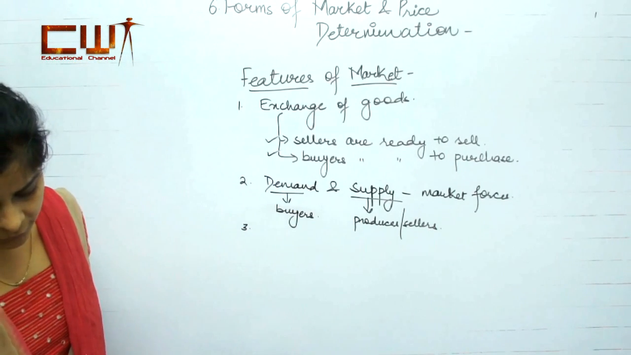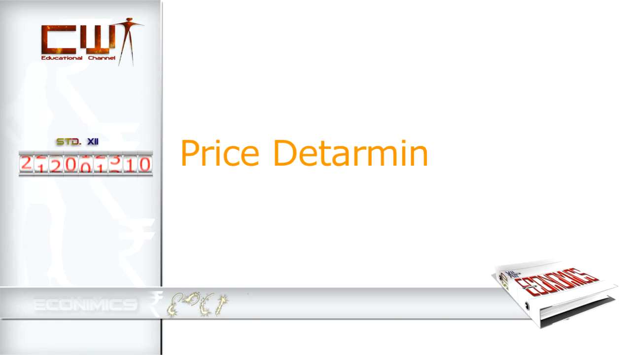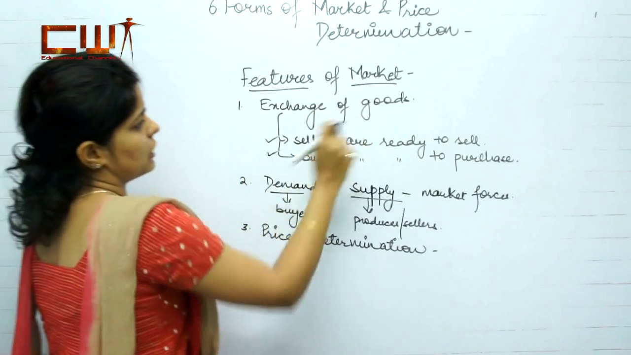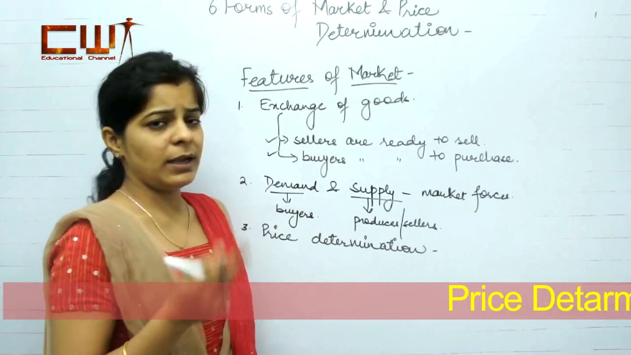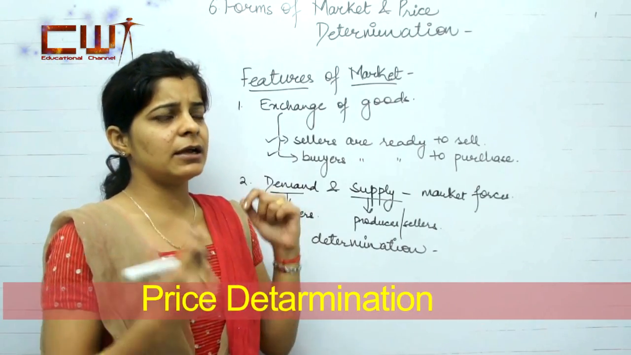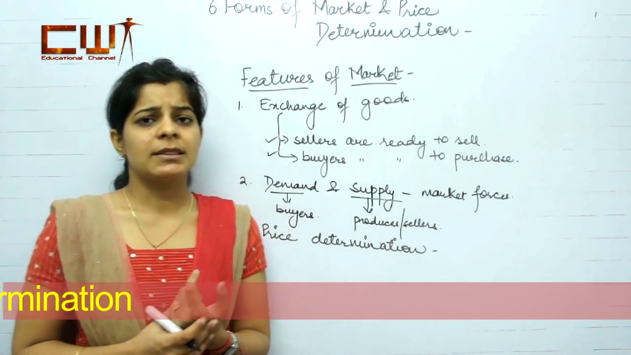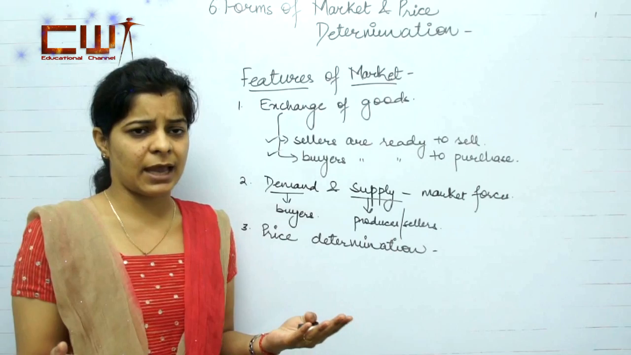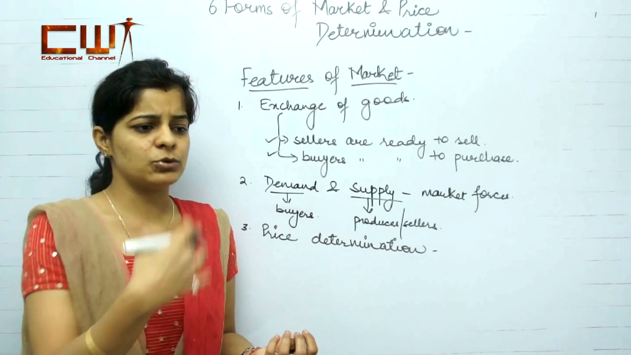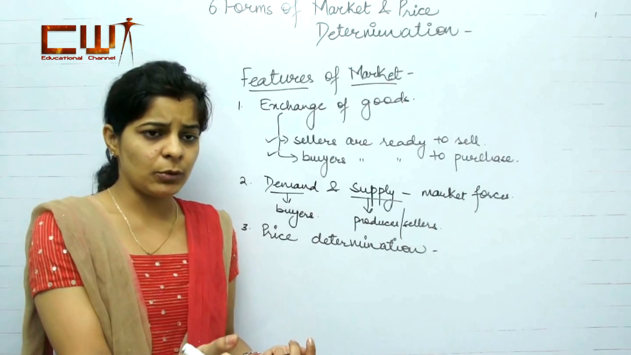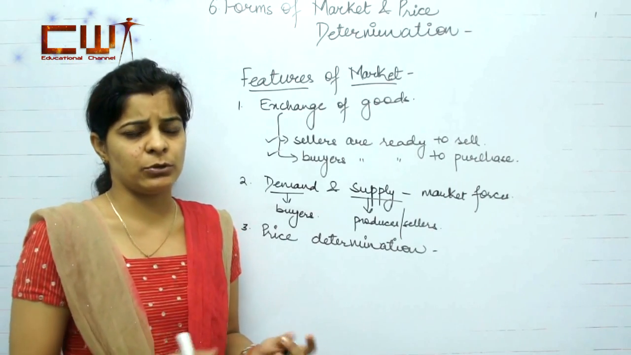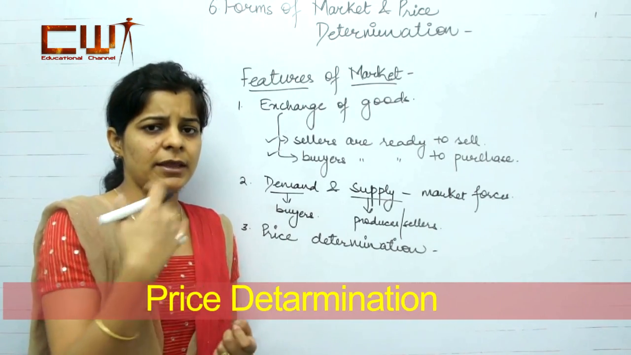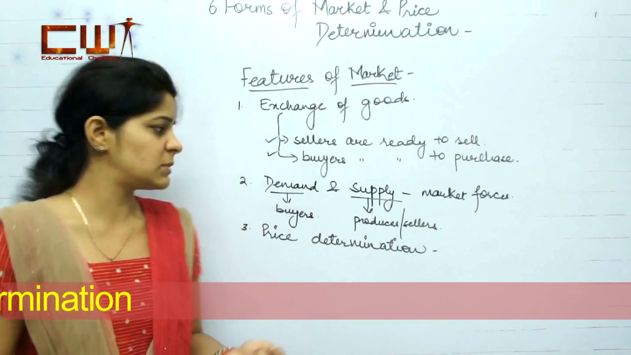Next, you have price determination as a feature of market. Now you have studied that there is exchange of goods, which means one is selling and one is purchasing. Earlier we had the barter system, where I am producing something and the other person is producing something. There was no cash system, it was all in kind. I give him what I have, he gives me what he has produced. What is missing at my end, the other person fulfills, and I fulfill what he is missing at his end.